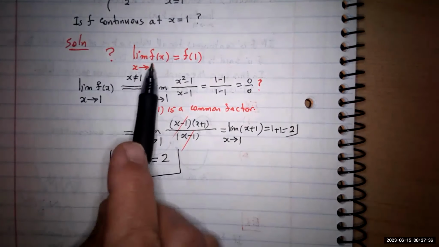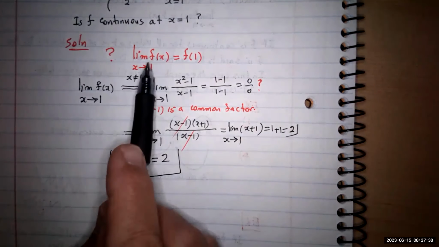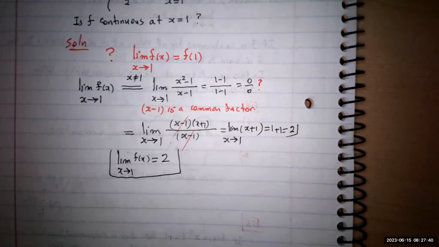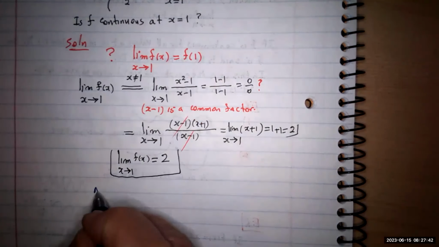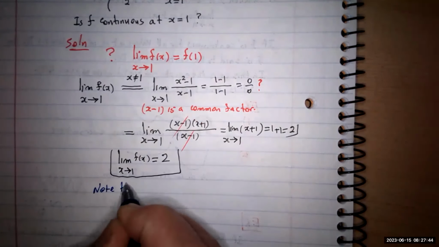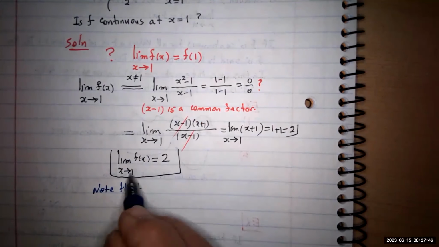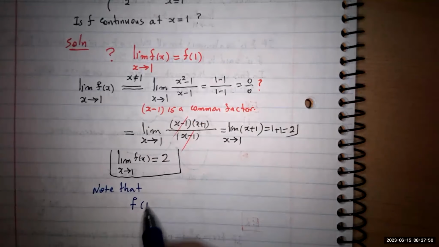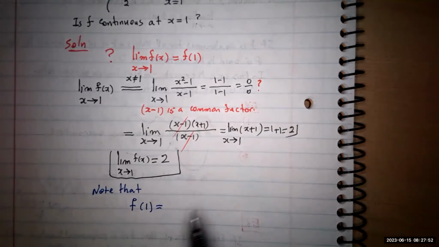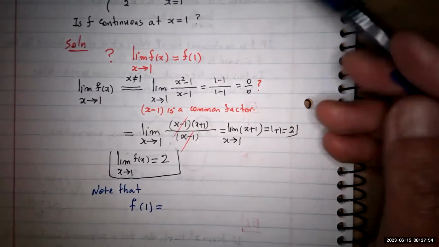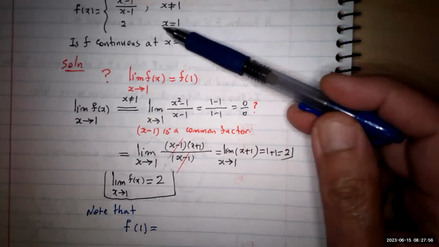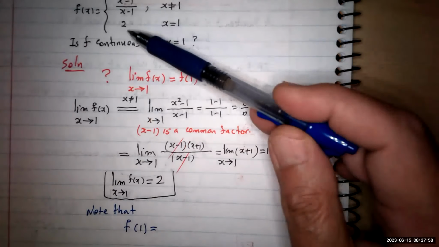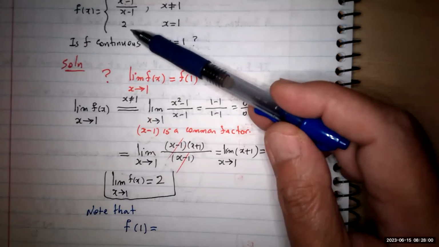So we found the left-hand side. Now the right-hand side, which is going to be f of 2. Note that. Sorry, f of 1. What is f of 1? You go to the function, you want to see x equal to 1. As you can see, when x is equal to 1, the value of the function is given to be equal to 2. So f of 1 is equal to 2.